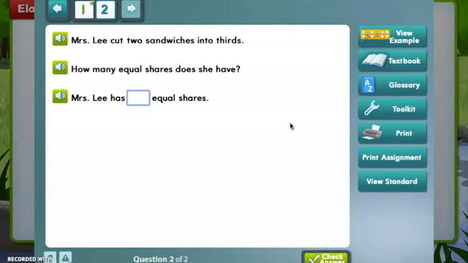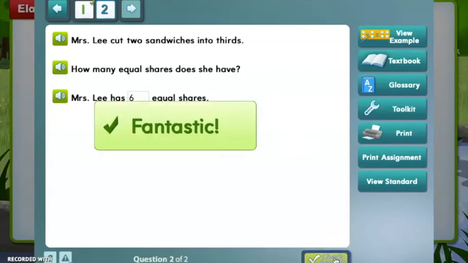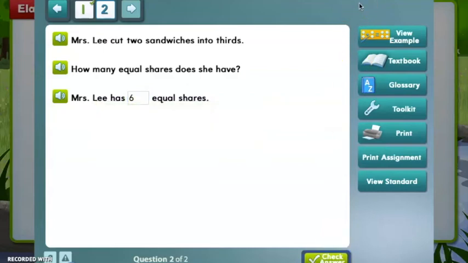So Mrs. Lee cut 2 sandwiches into thirds. So she cuts 1 sandwich into thirds. She has 3 pieces. And then she cut the other sandwich into thirds as well. So how many equal shares does she have? Well, 3 pieces from the first sandwich and 3 pieces from the second sandwich are 6. So she has 6 equal shares. Fantastic! All right, nice job. And so that is the personal math trainer that we are going to do together.